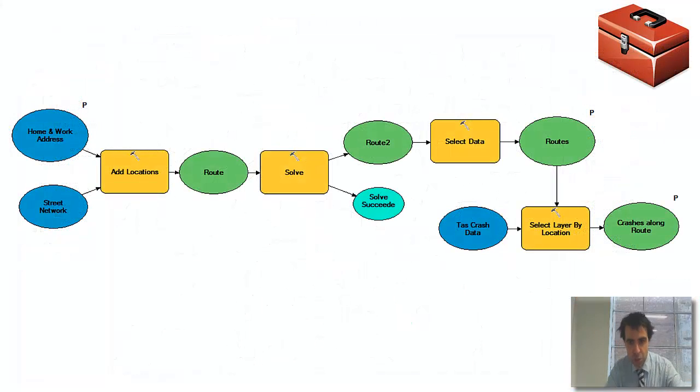So they wanted to make this tool more accessible to the web audience, and this is the model that does this magic. On the left is the input parameter of the home and work address, and that's all the user needs to enter. In the middle it calculates the shortest route. It then intersects this with the crash data, and the final outputs are the route itself and any crashes along that route.